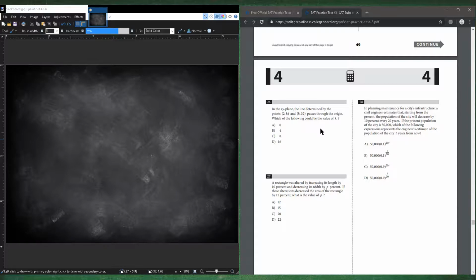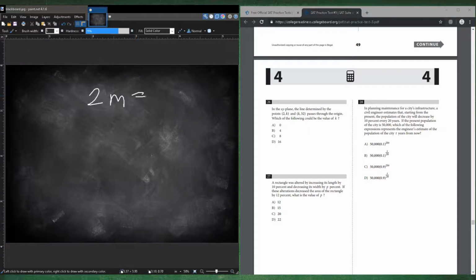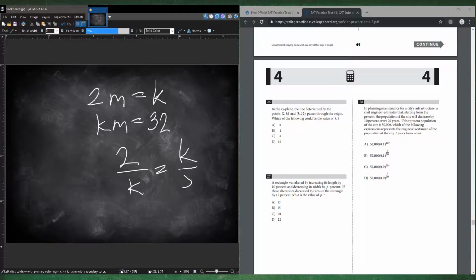Wait, let me check this again. It goes to the origin, so 2m is equal to k, and km is equal to 32. So if I divide that, 2k equals k divided by 32. Oh, sorry, I did the math wrong. Okay, let me redo this question for you.